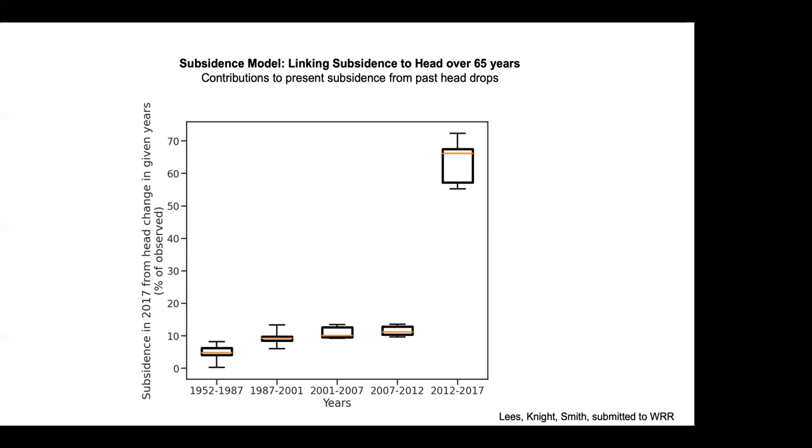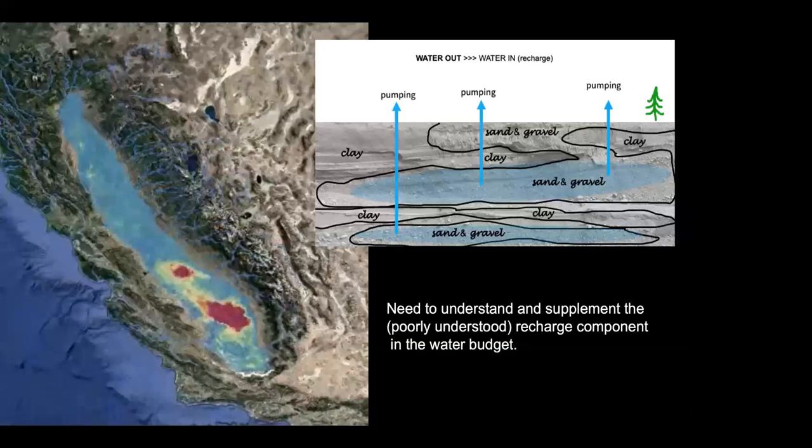And none of the sustainability plans submitted to the Department of Water Resources have accounted for this. They think if they stop, everything's stabilized. It's not right. Okay, so fundamentally, why do we have this problem? Because water out is greater than water in.